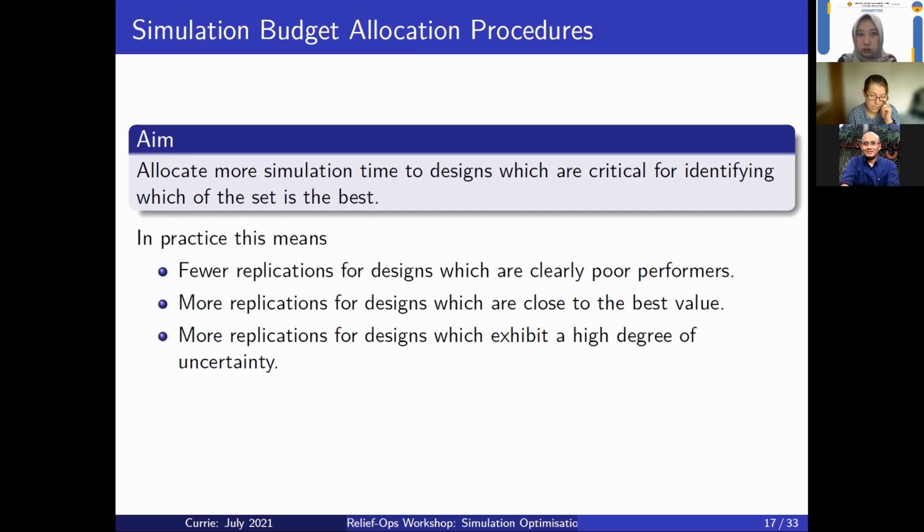In practice, what this means is you tend to spend less time or fewer replications on designs which are clearly poor performers. So we saw that when we looked at the manual optimizer, and we'll go back to that example with these procedures as well. Those designs which are clearly much worse will generally not get looked at again. You will tend to spend more time looking at designs which are close to the best value, but also more replications will be spent on designs which have a high degree of uncertainty. So where you're really not very sure how good this solution is, then you'll also see a lot of replications there.